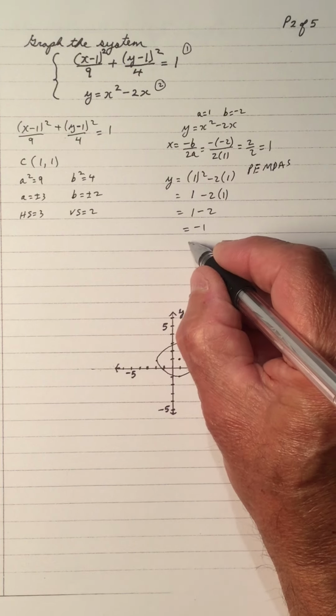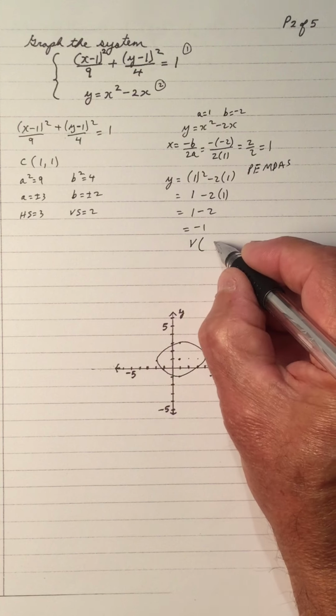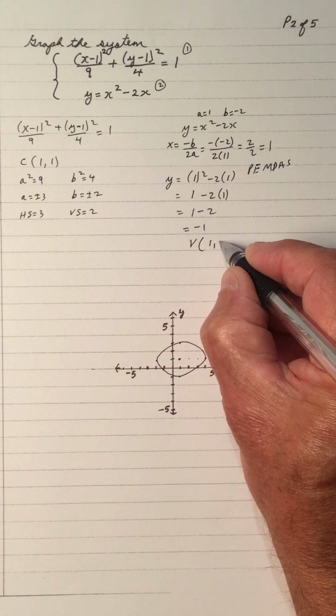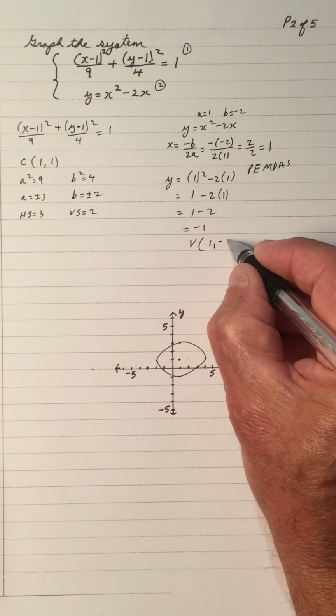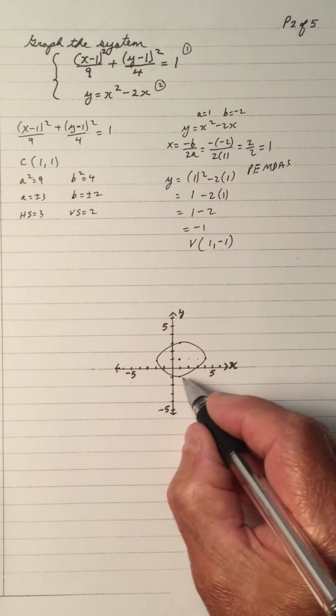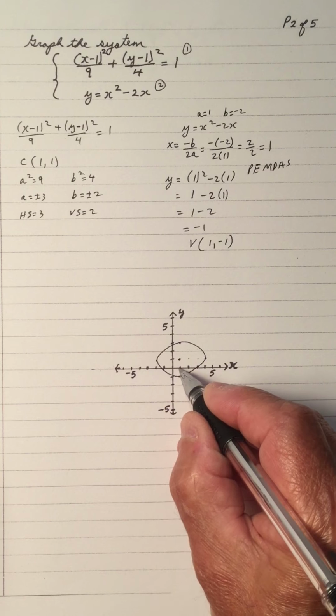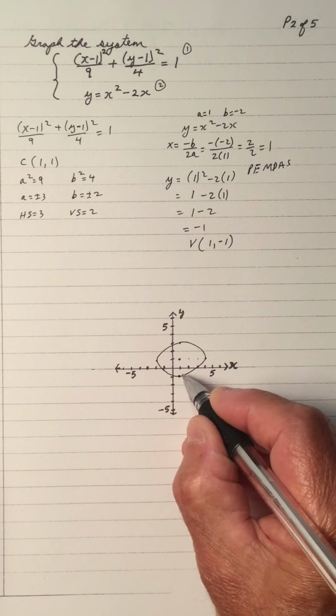So that's the vertex, V for vertex. The vertex is x is 1 and y is -1. Okay, so the vertex is x is 1, y is -1, so there's the vertex right there.